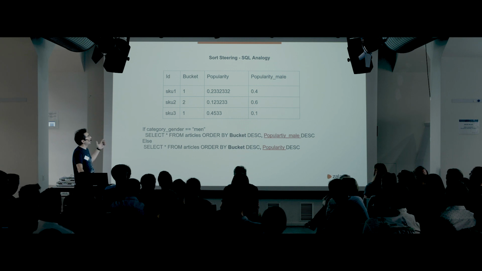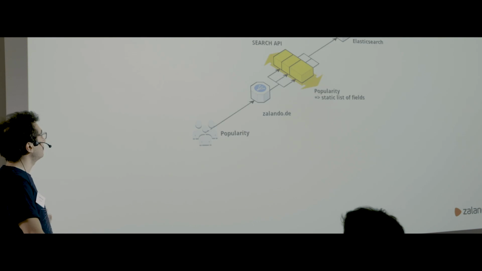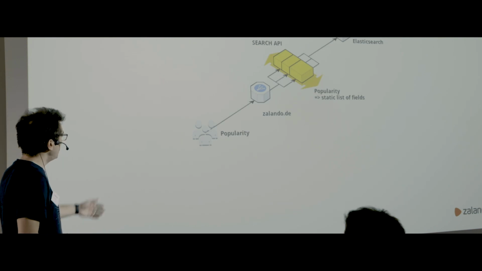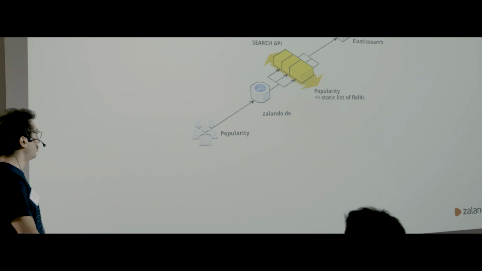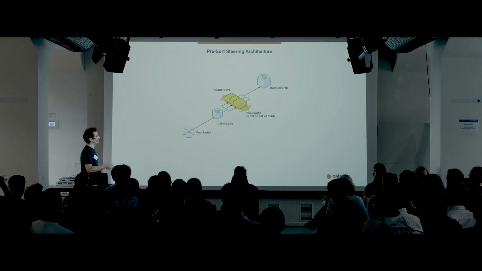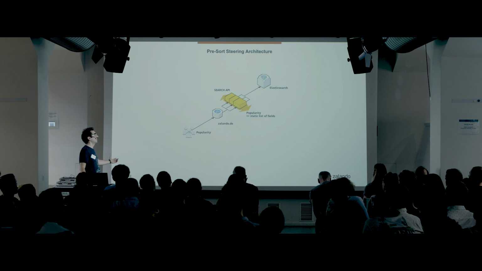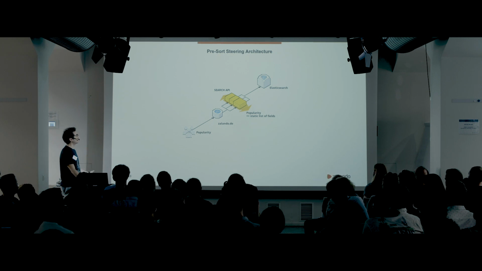Okay, how does this SQL translate into the architecture? Let's look at this. When people come to Zalando and select popularity, they go to Zalando DE, and then they go to our search API. In the search API, it was pre-sort steering. Popularity was translated directly into a list of fields, and then this query was sent to Elasticsearch, and that is all about the sorting.